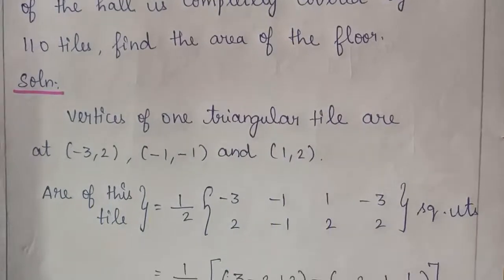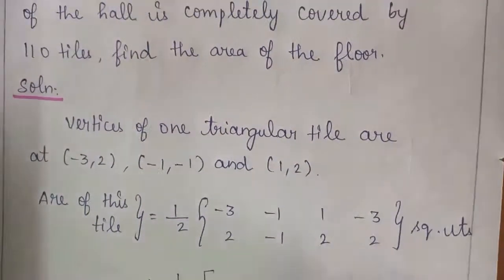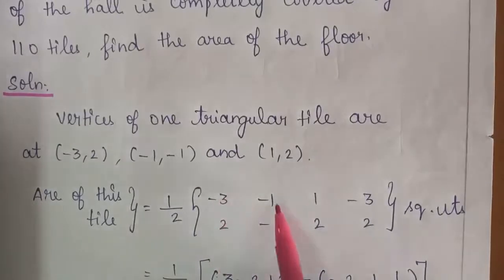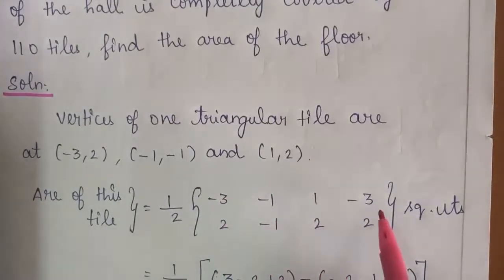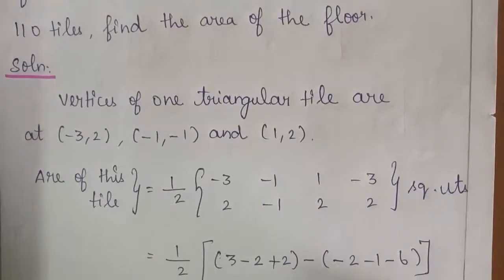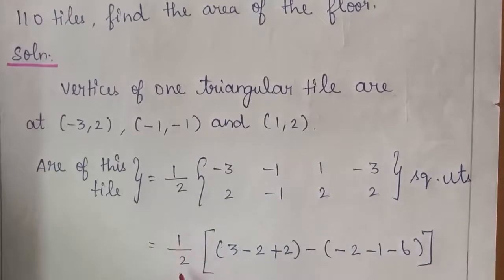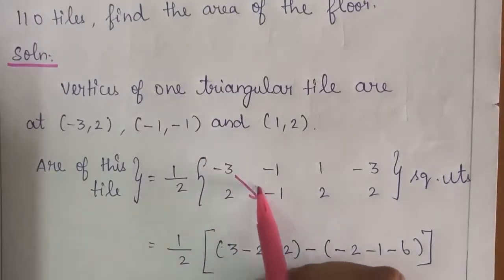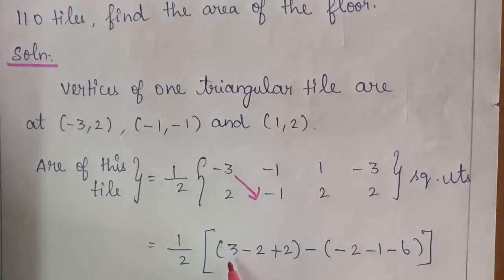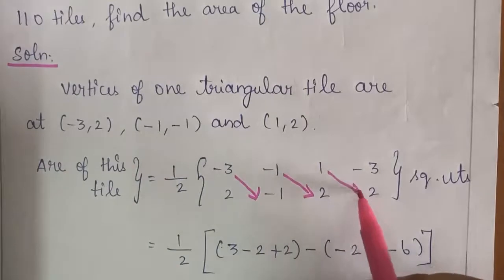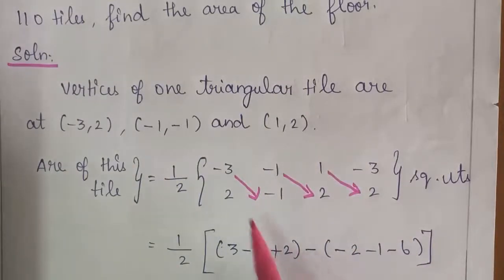Therefore the area of the tile is equal to 1 by 2 into, I just substitute the values of x1 y1, x2 y2, x3 y3, then again x1 y1, square units. The next step is multiplication, which is equal to 1 by 2 into minus 3 into minus 1, which is plus 3. Then minus 1 into 2 is minus 2. 1 into 2 is 2. Minus 2 into minus 1 is minus 2. Minus 1 into 1 is minus 1. 2 into minus 3 is minus 6.